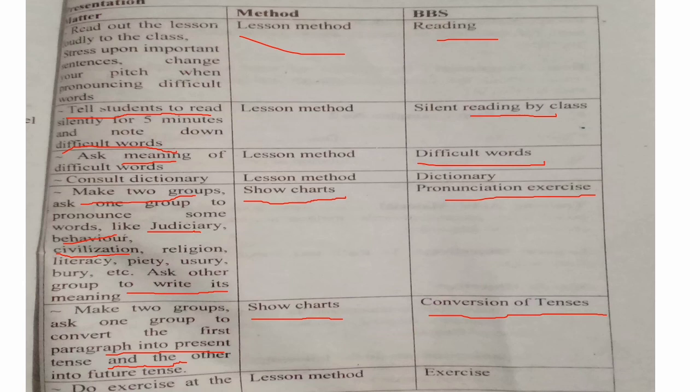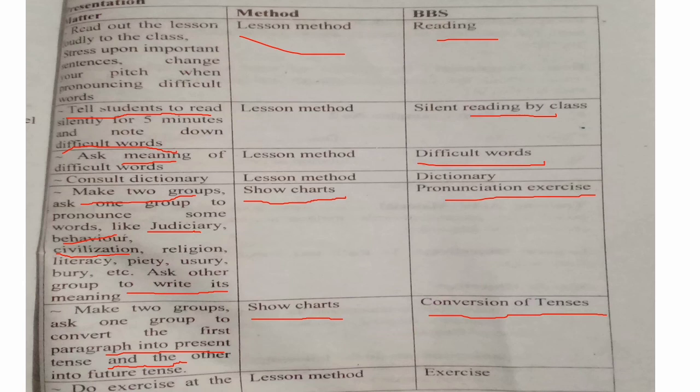This is the show chart method. It means you have different charts. You give these charts to the students, and you divide the students into groups. One group just pronounces these difficult words, and the second group will note down the meaning. This is the pronunciation exercise. This is the activity of the pronunciation exercise.